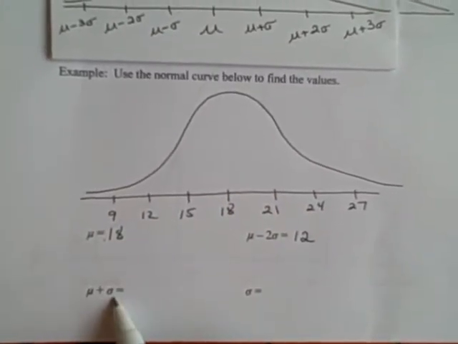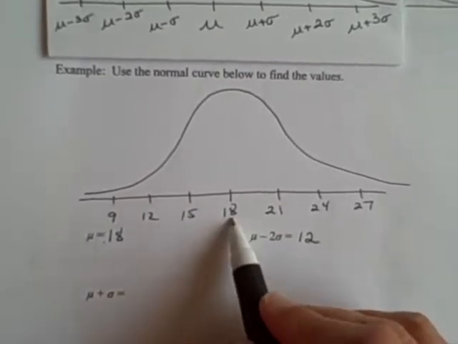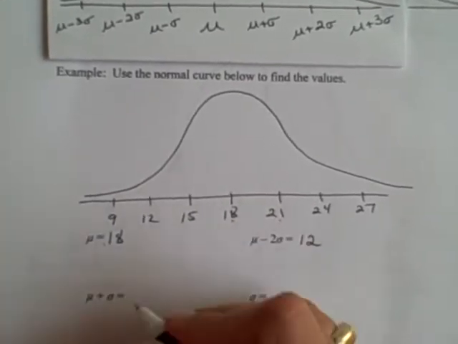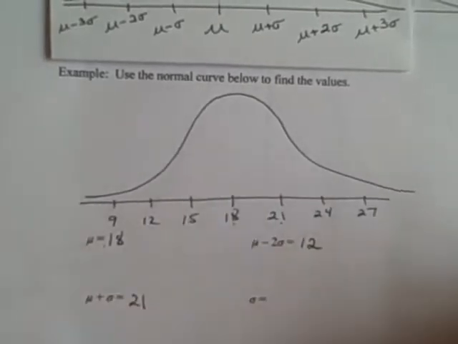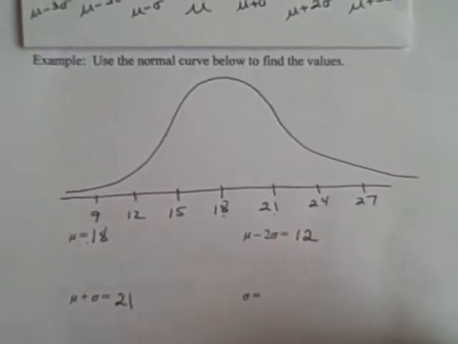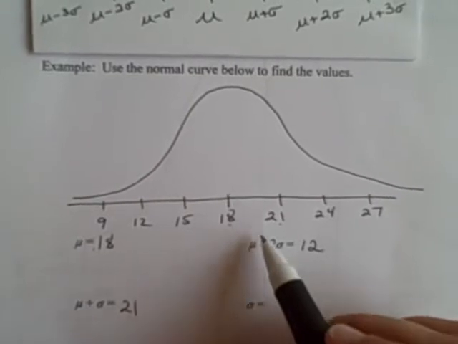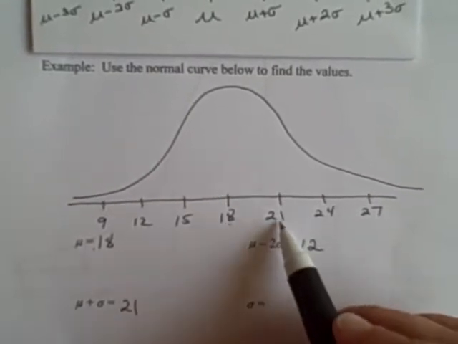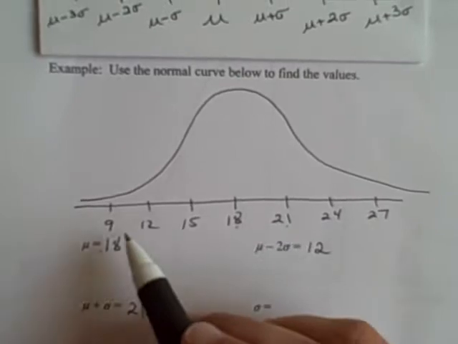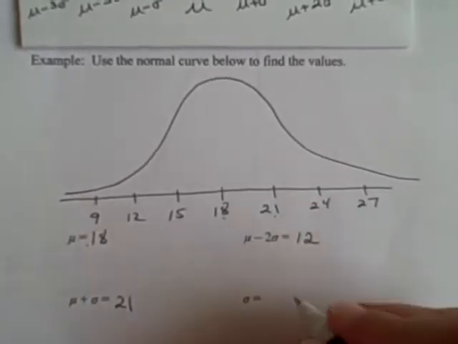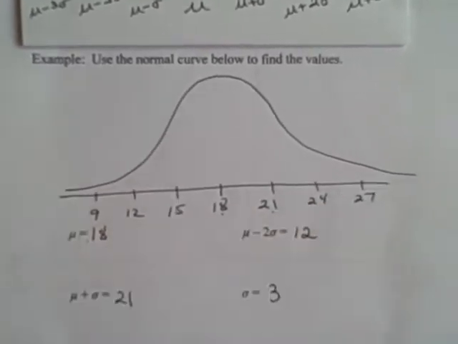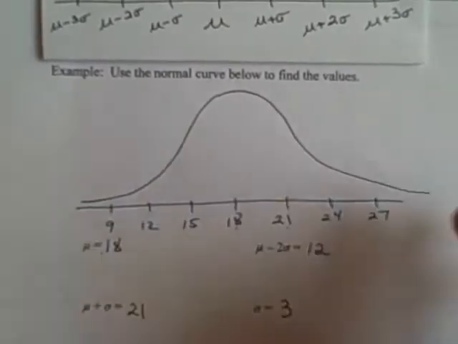Now, what's 1 standard deviation above the mean? So here's the mean. I go up 1 standard deviation. I'm at 21. Now, what is the standard deviation? Well, if you notice, as I'm going from the mean and go up a standard deviation, I go up 3. Okay, we're going by 3s. That is the standard deviation.